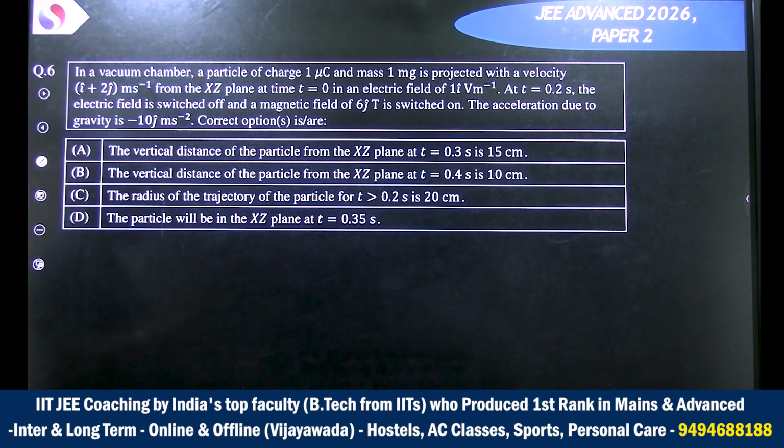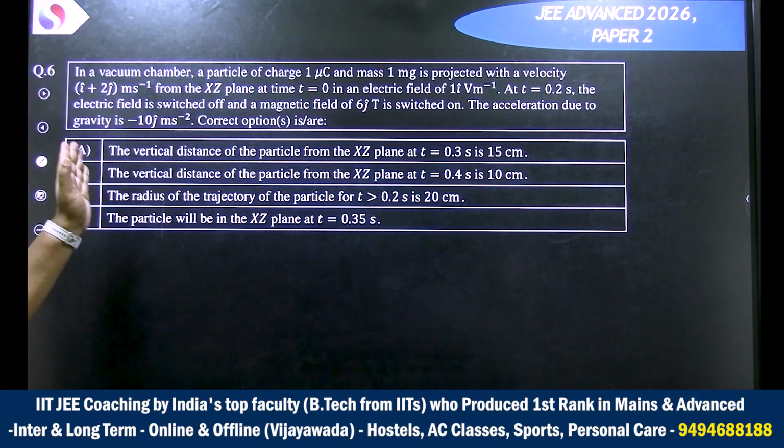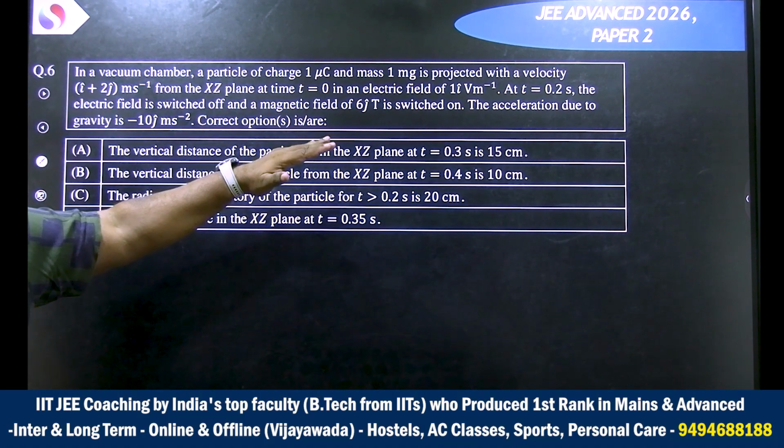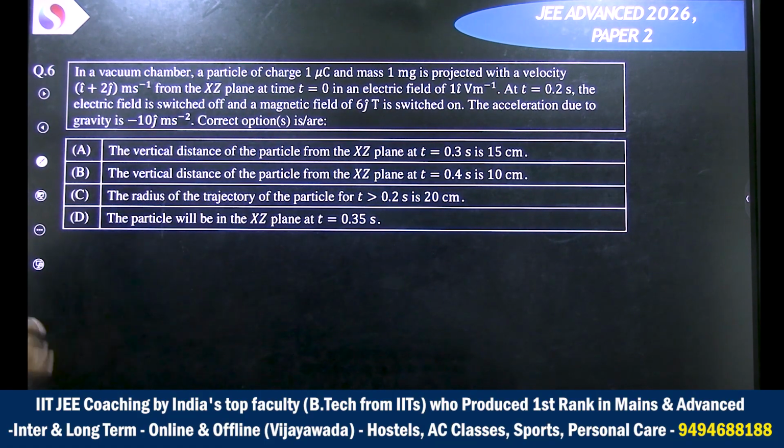But remember, the Lorentz force is fine, but the electric field acts at one time and the magnetic field at another time. So in the region t less than 0.2, only the electric field is acting. After t greater than 0.2, only the magnetic field is acting. So that's why we have to deal with it like that.